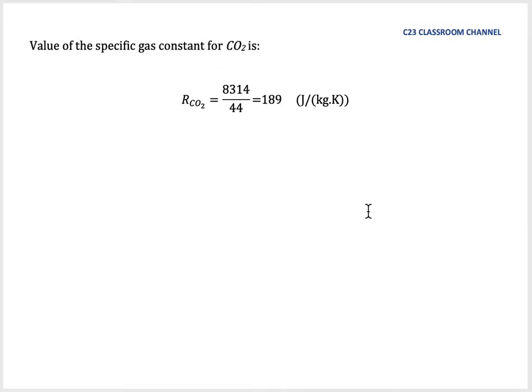For example, if we need to calculate the specific gas constant for carbon dioxide, what we need to do is just divide 8314 by 44, because 44 is the molecular mass for carbon dioxide, which is carbon 12 and oxygen 16 times 2 is 32. So the total is 44 and we get 189 joule per kilogram Kelvin.